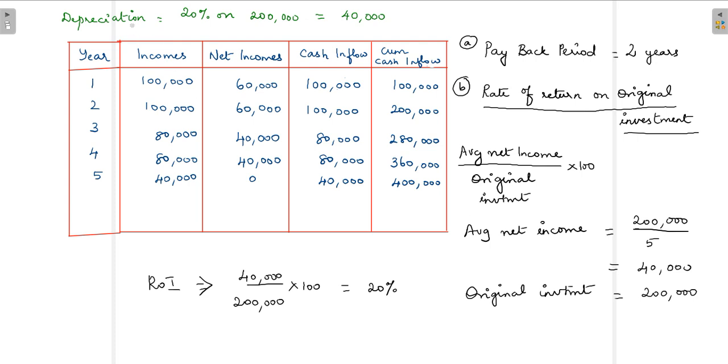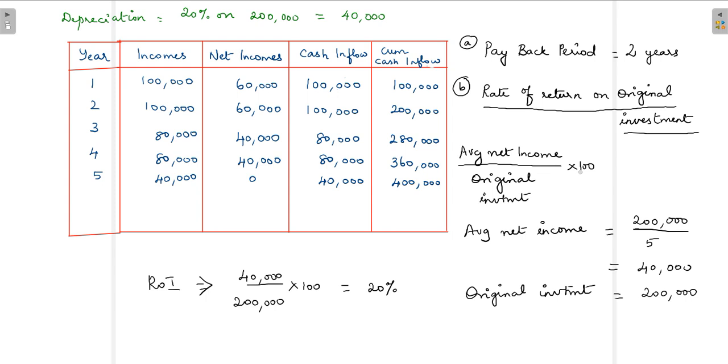So first, depreciation 20% on 2 lakhs is 40,000. First column is year, second column is income given. Net income is income minus depreciation. Cash inflow would be net income plus depreciation. You have to add back the depreciation to find the cash inflows. Then cumulative cash inflow to find the payback period. Our initial investment is 2 lakhs. So we are getting 2 lakhs in the second year. So the payback period is 2 years.